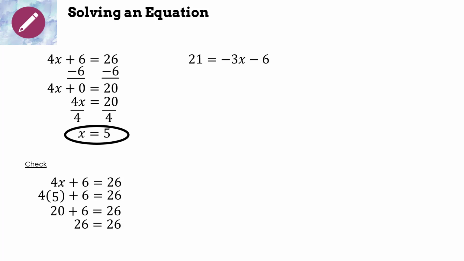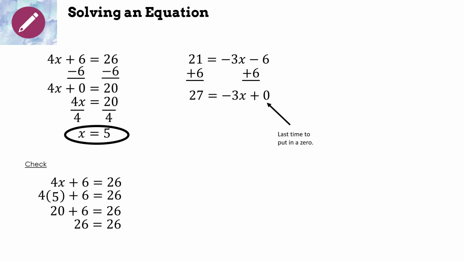So the next step is we want to get negative 3x by itself. Now, it really doesn't matter what side the variable is on, okay? I want negative 3x by itself. I don't want the minus 6. The opposite of subtracting 6 or minus 6 is adding 6. So I'm going to add 6 to both sides. 21 plus 6 is 27. Negative 3x is just negative 3x. And negative 6 plus 6 is 0.